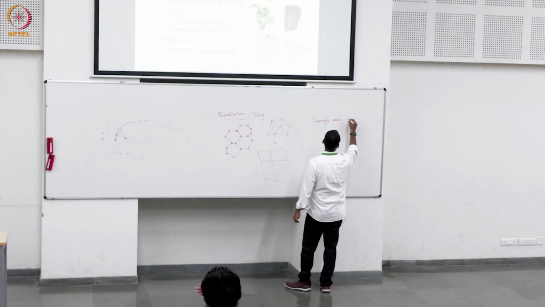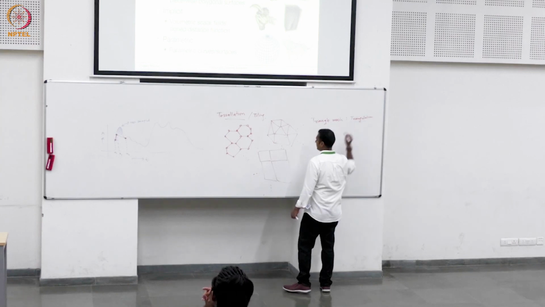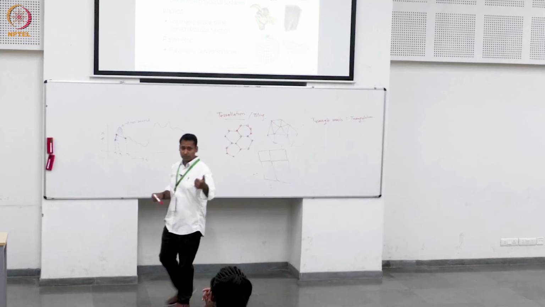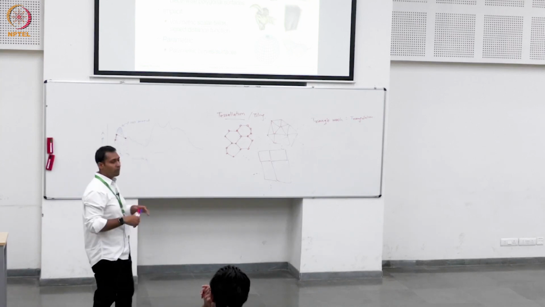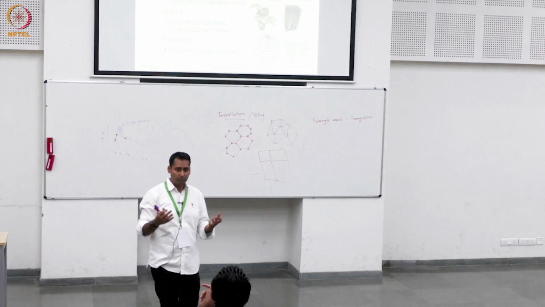Triangle mesh is. Okay, right. So that's one representation we'll look at today. Then there is implicit representation, which is a voxel based representation, a volumetric representation.